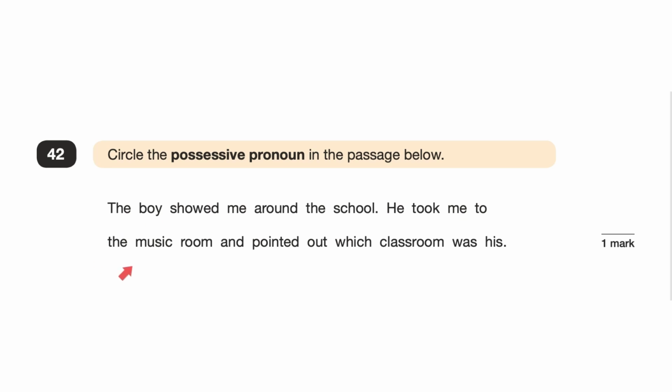He took me to the music room and pointed out which classroom was his. Okay, so again, hopefully at this point, right at the end, it's referring to his classroom, his possession and relationship with the classroom. It's his. Okay, so very straightforward. We should be able to jump, see his right at the end and think, perfect, nice and easy. We'll take the mark and we'll move on to the next question.